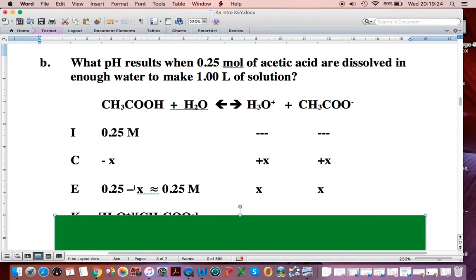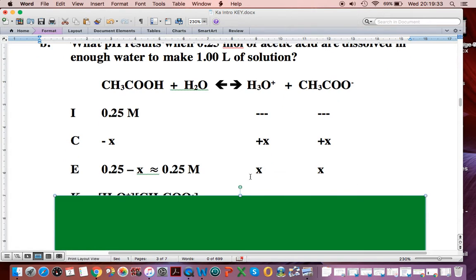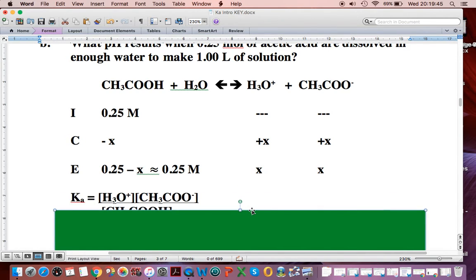So we have our 0.25. The x value is so small, we can say it's still 0.25, and we end up with x and x. Of this, what are we really after? Well, it says we want the pH, and what that means, we really want to get the H3O+, because we have the H3O+ concentration. It's a very quick flip to get a pH.